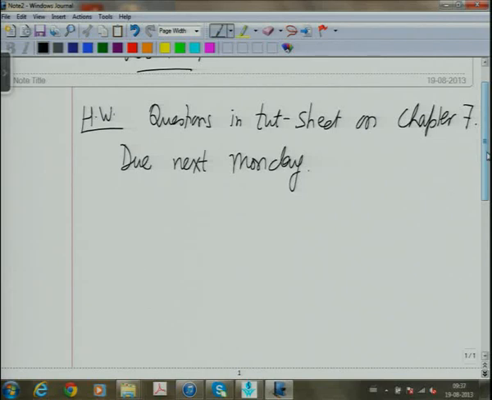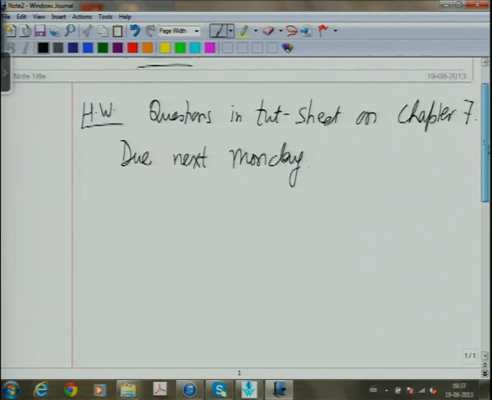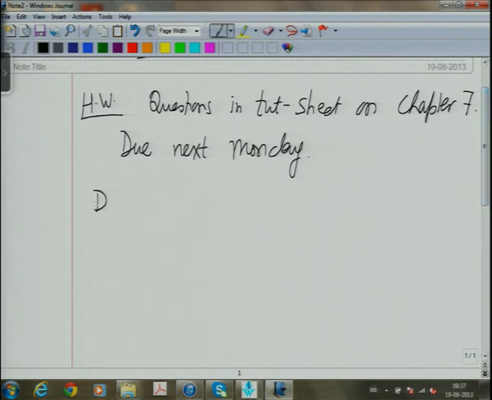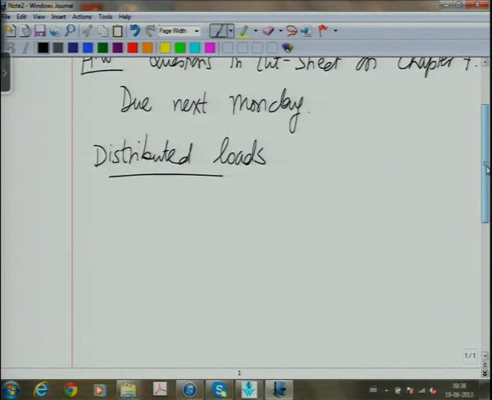Out from a hat. So now there is one more thing. Suppose there is an equation, we can write these things in terms of equation form. If we have distributed loads, then it would be something like this.